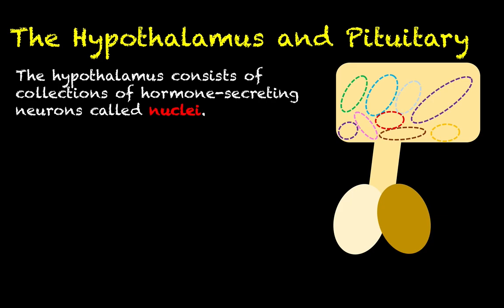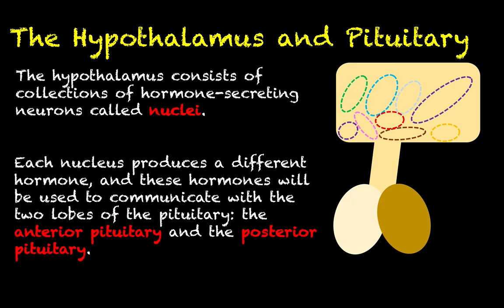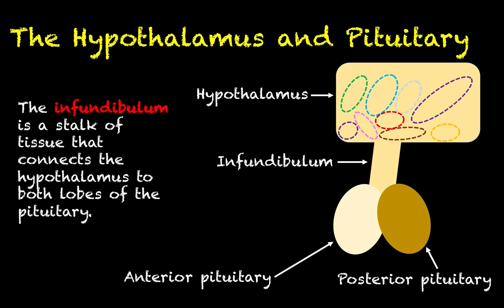It can send a lot of different hormonal signals depending on what the situation calls for. So like I said, each nucleus produces a different hormone, and these hormones will be used to communicate with the two lobes of the pituitary. All of these hypothalamic hormones are there in order to tell each lobe of the pituitary what to do. So the hypothalamus tells each lobe of the pituitary what it needs to do next.